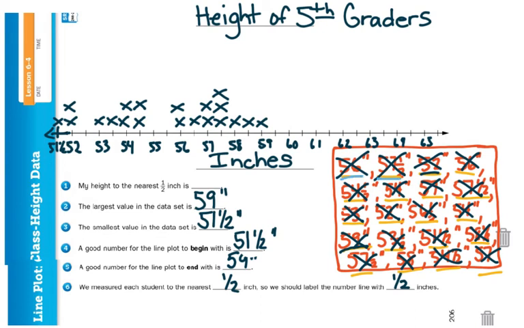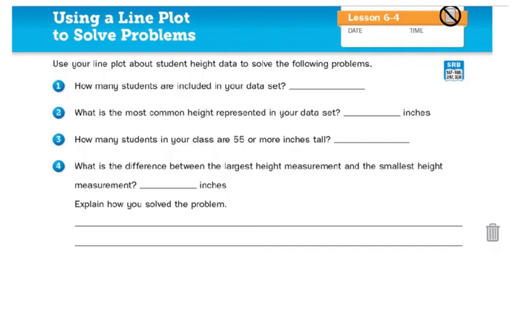1, 2, 3. You can count the numbers over here, or you can count the X's. So maybe I would count the X's. 1, 2, 3, 4, 5, 6, 7, 8, 9, 10, 11, 12, 13, 14, 15, 16, 17, 18, 19, 20. We have 20 students represented with their heights.